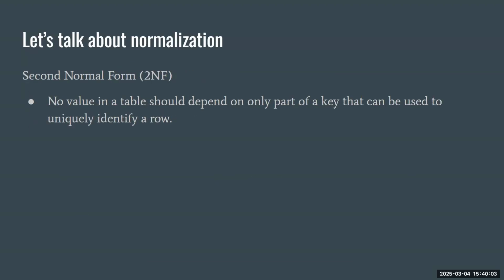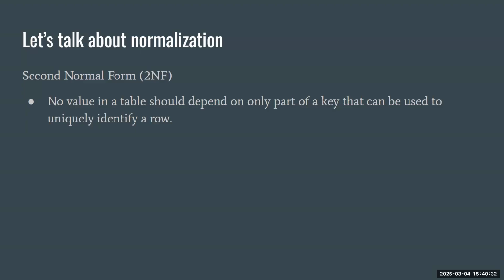Let's move on to second normal form. No value in a table should depend on any or only part of a key that can be used to uniquely identify a row. What does that even mean? I feel like the second normal form definition is kind of word soup. So I'm going to use an example to present a second normal form violation and then its solution.